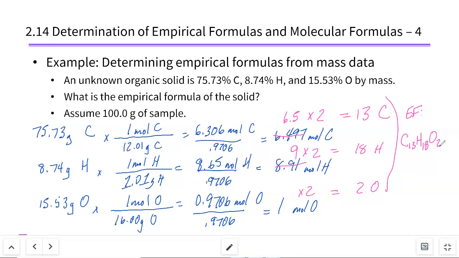So this is how we do it. This is what we need to do. We take our percentages, we turn them into grams, we get it into the moles, and then we do whatever manipulations to the moles are necessary to get them all to whole numbers in the end. Now, I'll know I'm on the right track if this formula is non-reducible. So there is no common factor between 13 and 18. In fact, 13 is a prime number, so I can't reduce 13 by anything. That tells us we're on the right track.